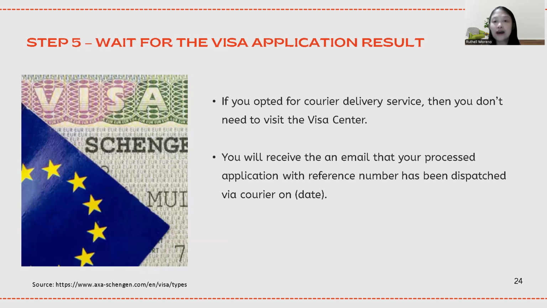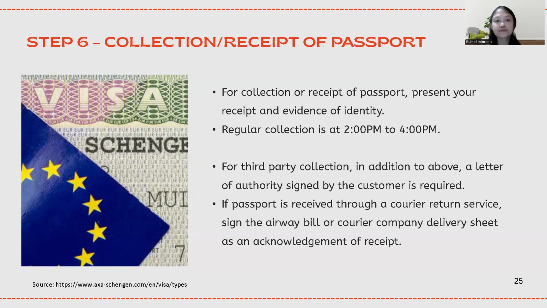Usually the specific time for collection is 2 to 4 p.m. And if you opted for courier delivery service, then you don't need to visit the visa center. You will receive an email that your processed application reference number has been dispatched via courier on the said day. So again, when you collect your passport, you have to present your receipt and the evidence of your identity, such as your valid ID. Again, the regular collection is at 2 to 4 p.m.